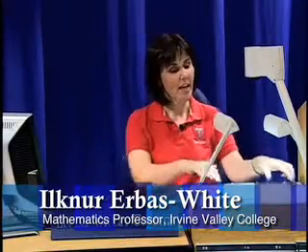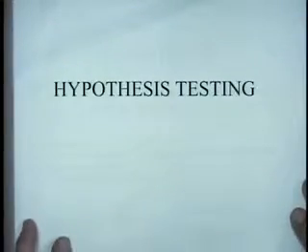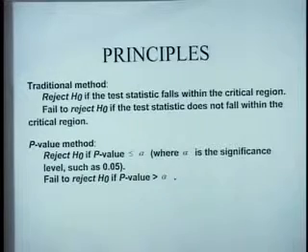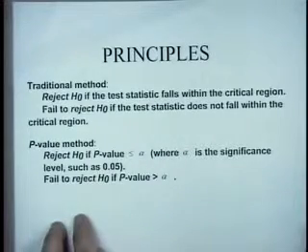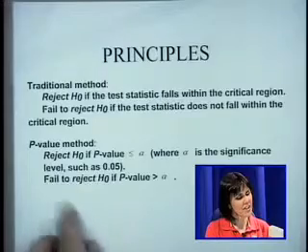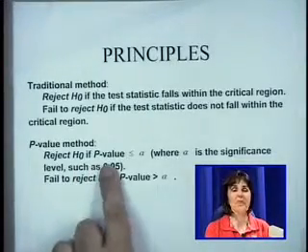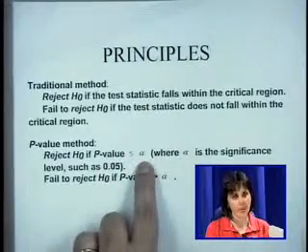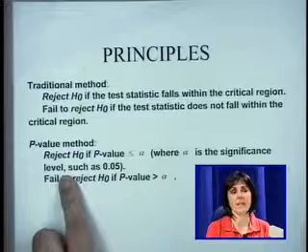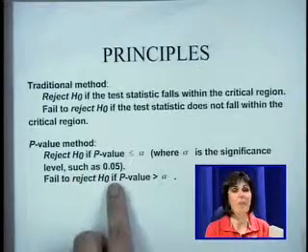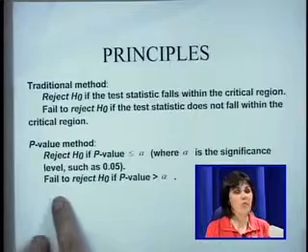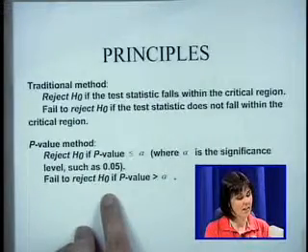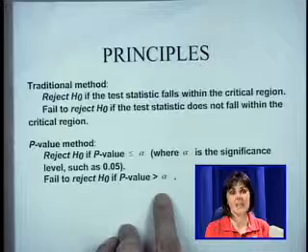Today we will talk about hypothesis testing. So we are going to look at the principles of hypothesis testing. The first thing we need to remember is that I will be using the p-value method, and I will reject the H-null if the p-value that my calculator calculates is less than or equal to alpha, where alpha is the significance level. It can be, for example, a number like 0.05. We will fail to reject H-null, on the other hand, if our p-value is greater than alpha.